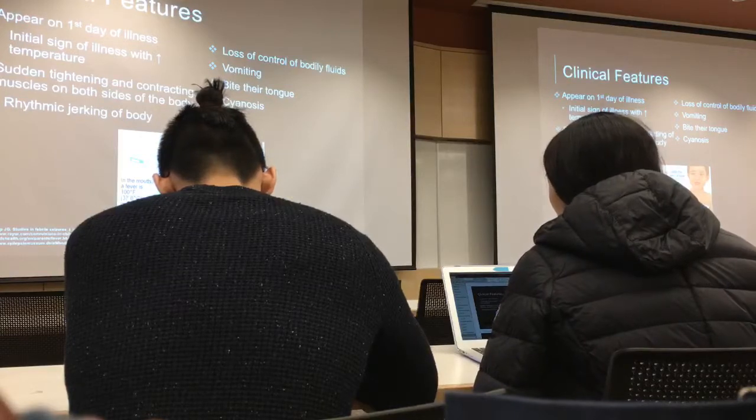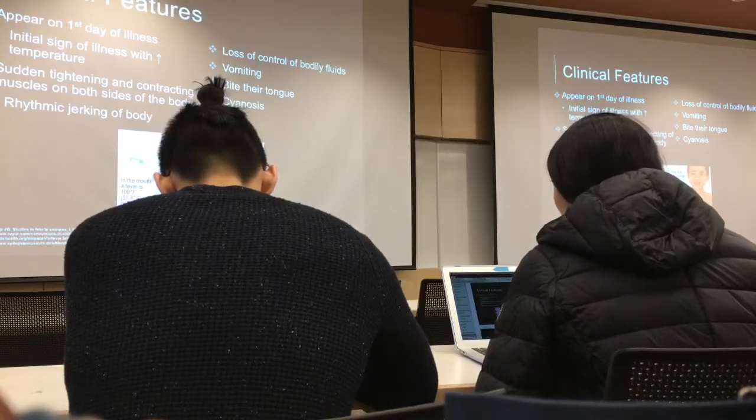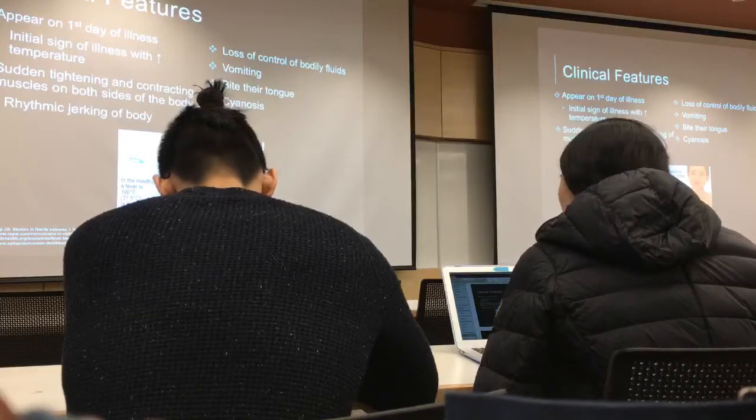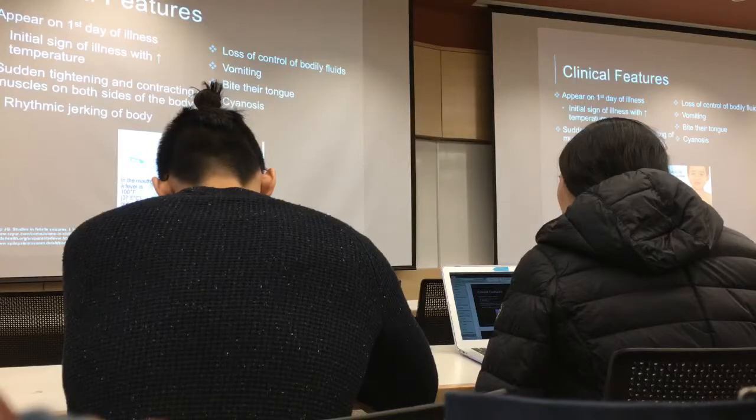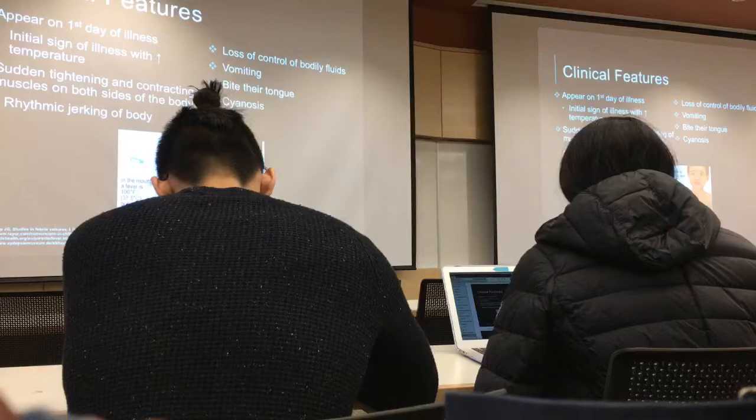And it can also be rhythmic jerking. The child will also have loss of control of their bodily functions, so they will urinate, possibly defecate. They may vomit, and what's also pretty common is they'll bite their tongue. And they'll also appear cyanotic. A lot of the time when a person is seizing, they may stop breathing, and when you stop breathing, they may become a bluish color. So children often present that way.